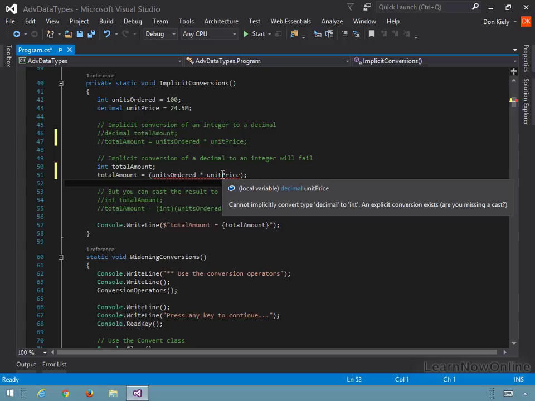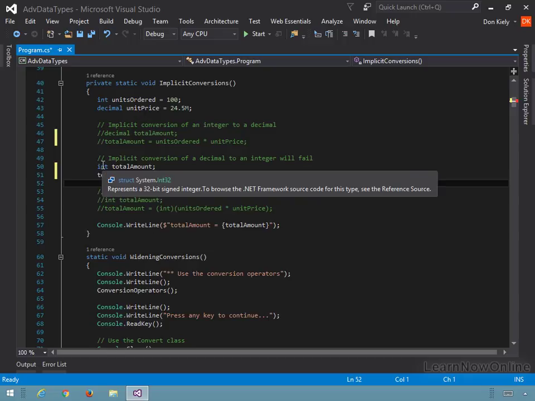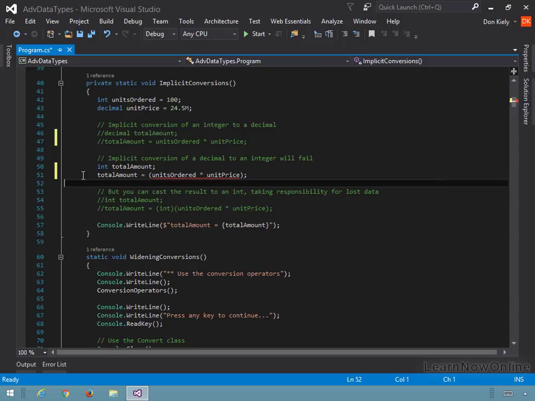So this conversion fails because it's a narrowing conversion. In a narrowing conversion, the new data type, in this case the int that I'm declaring total amount as, is not capable of storing all of the values of the original data type, in this case the decimal data type. In this case, you could lose data. If C# just went ahead and converted that to an integer, you could lose data, and so C# is protecting you from that kind of a problem. So this is one of the many ways that the C# compiler does everything in its power to help you write bug-free code. All right, so let's talk a little bit more about widening conversions.